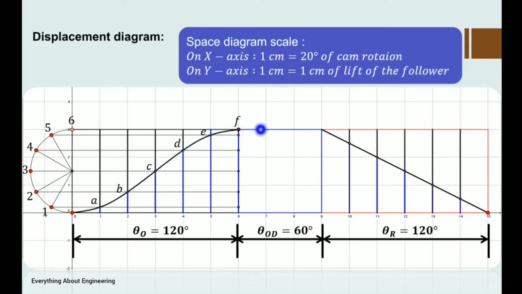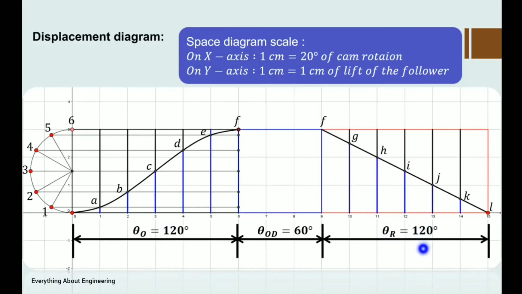Then there is a dwell period, so it will remain at this particular position for 60 degree of rotation. Then the return stroke is of uniform velocity, so join this diagonal like this, and these are the points, that is F, G, H, I, J, K. These are the distances which are important for us. So all these distances, that is 1A, 2B, then this 3C, 4D, all these distances are important for us, not only for this outstroke but also for the return stroke.